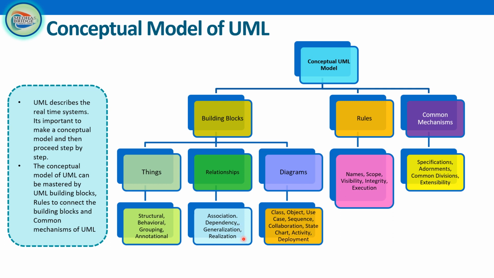We represent a system using diagrams. We have class diagrams, object diagrams, use case diagrams, sequence diagrams, collaboration diagrams, state chart diagrams, activity diagrams, and deployment diagrams. We have rules for names, scope, visibility, integrity, and execution. The common mechanisms which we use in the conceptual UML model are specifications, adornments, common divisions, and extensibility.